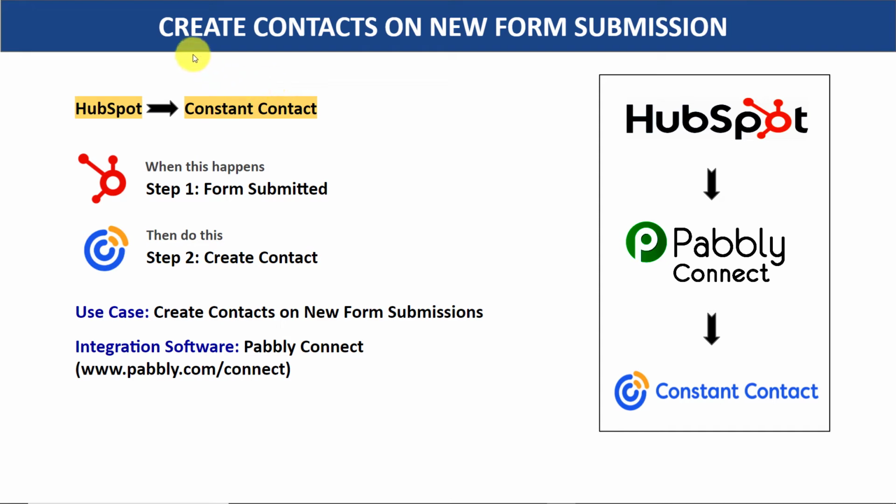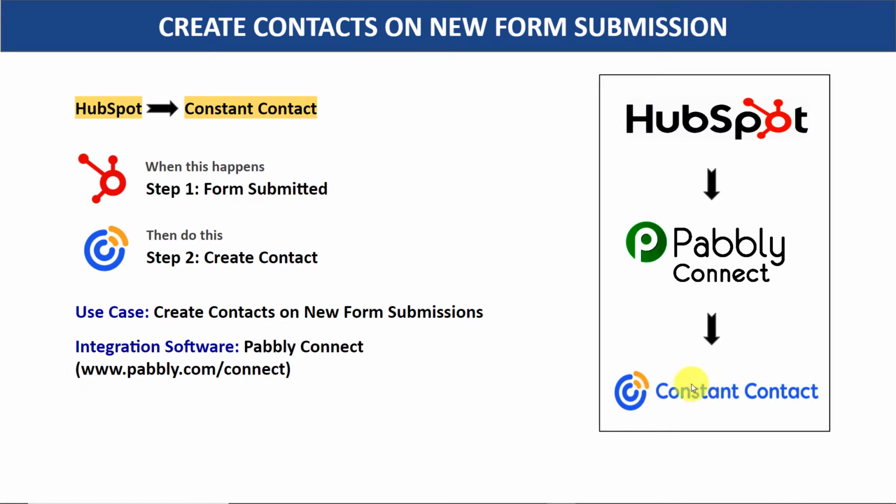Hello everyone. In this video we will learn how to create contacts on new form submission. Imagine you have generated a new lead called John from HubSpot. You have John's name, email address and all those details. Now the idea is that you want to add John as a contact in Constant Contact, maybe to send him a confirmation email or follow-up messages in the future.